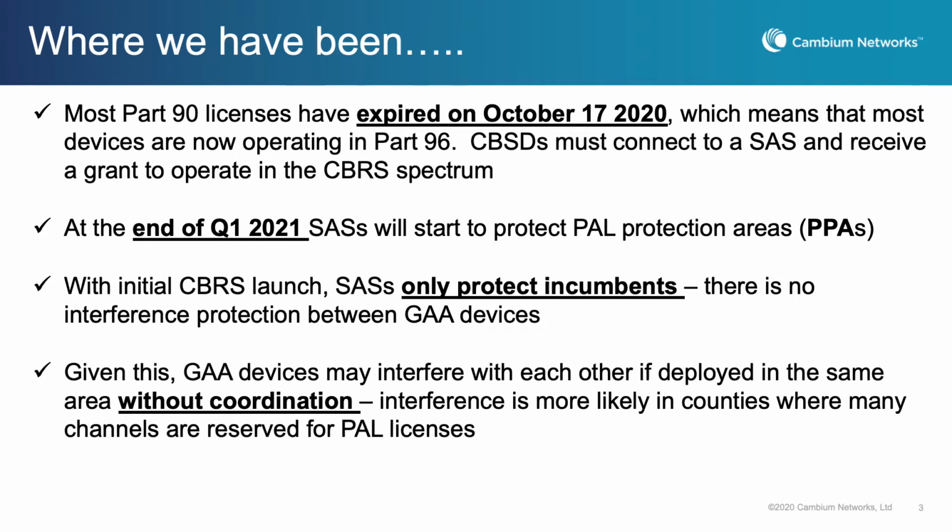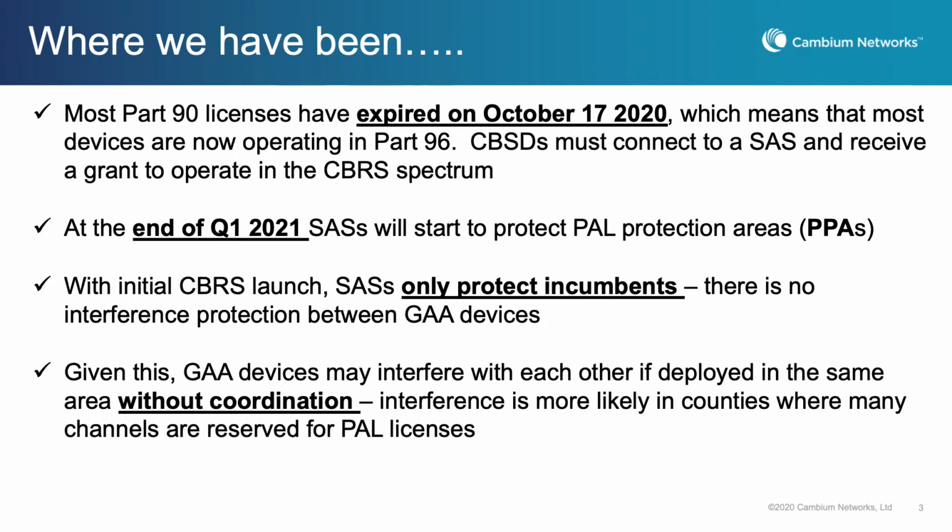What are the higher tier devices? Today, the SAS only protects incumbents, which are the tier 1 users of the band. By the end of Q1 of 2021, the SAS will also protect PAL licenses, or better, the PPA, which is the PAL protection area, and these are the areas around devices that use the PAL license. In the protected areas, fewer channels are available for all the other devices, the GAA users, which means that congestion may be possible in crowded areas.